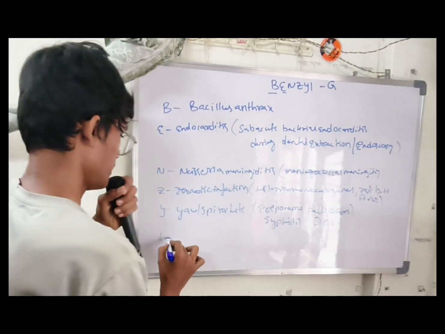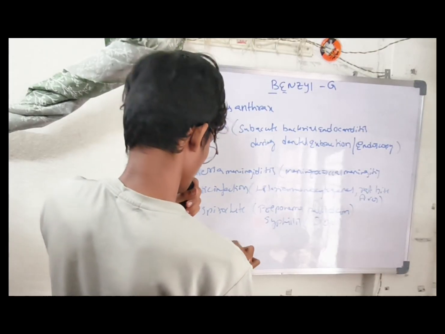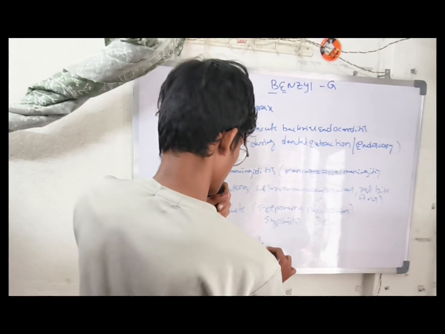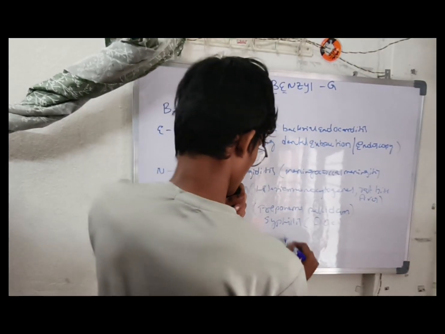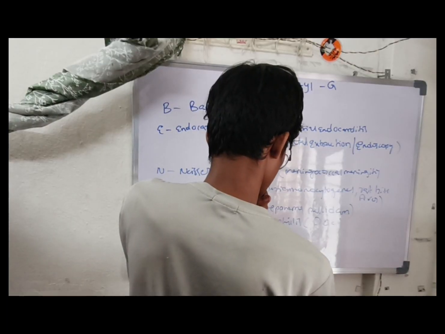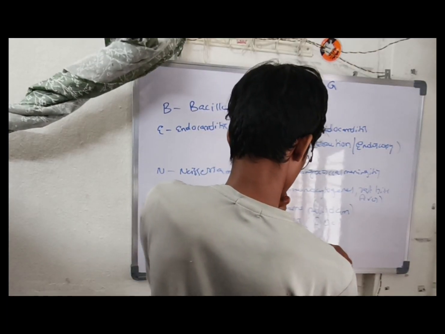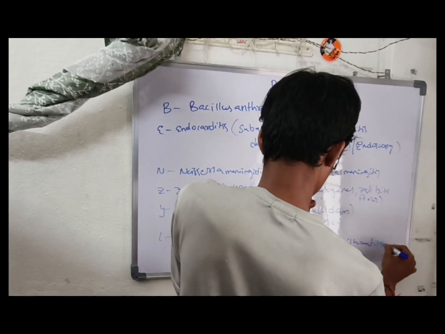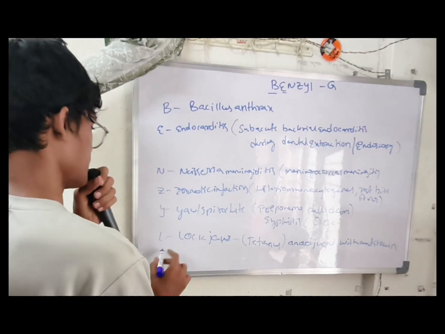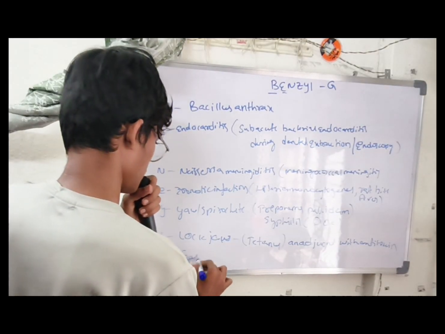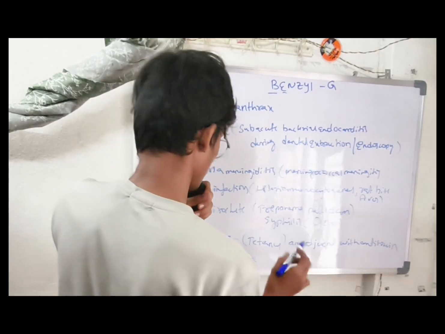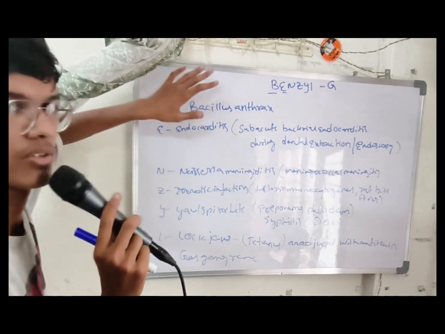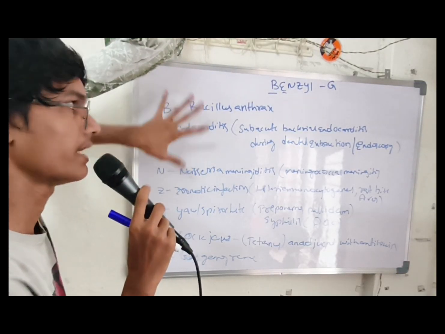What have we finished? L. L for lockjaw. Where can we see lockjaw? We can see lockjaw in tetanus, right? In tetanus we actually use antitoxin, so penicillin G is used as an adjunct or add-on drug with antitoxin. And G for gas gangrene. What we are doing is taking benzyl G from the question itself and writing from its letters only.